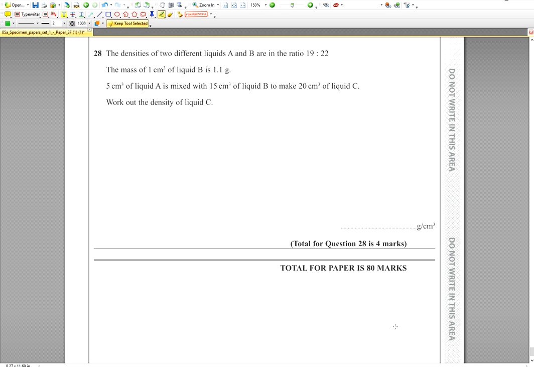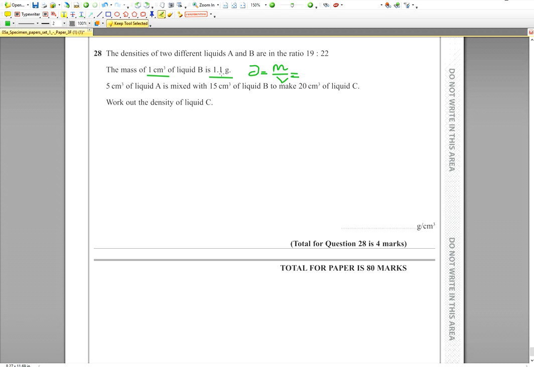First of all, you have here the densities of two different liquids A and B in the ratio 19:22. So we need to understand this a bit. The mass of 1 centimeter cubed is 1.1 grams, very important. Now, what do we know? We know the density of a material, if you do physics, remember your science lessons? Go on, give me the formula for density. Density equals mass divided by volume. Okay, so what is the mass here that they're giving us?